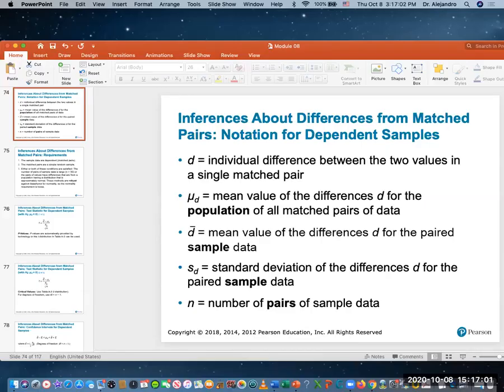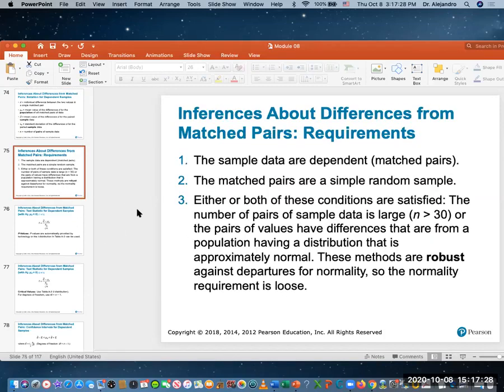Now, this is the notation. d is the individual difference between the two values in a single matched pair. Mu d is the mean value of the differences d for the population of all matched pairs of data. d bar is the mean value of the differences d for the paired sample data. s d is the standard deviation of the differences d for the paired sample data, and n is the number of pairs of sample data.